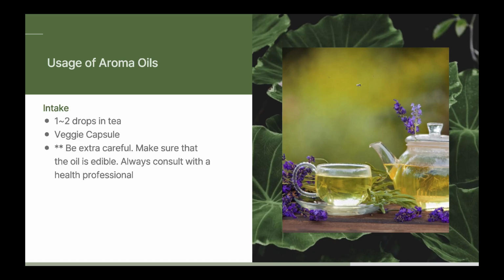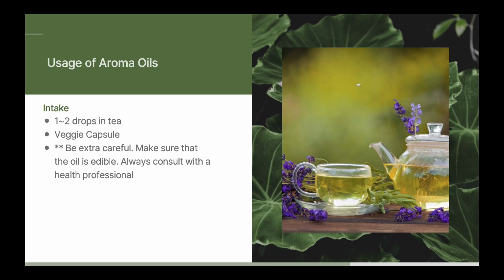There are also some oils that are edible, that are appropriate for intake. And for those oils, you can put 1 to 2 drops in your tea. For instance, you can enjoy a chamomile tea or a lavender tea made with lavender oil or chamomile oil. You can also use it for cooking. Put 1 to 2 drops in when you're cooking, and it will really enhance the taste of your meals. For instance, I like to use black pepper oil or ginger oil when I cook.